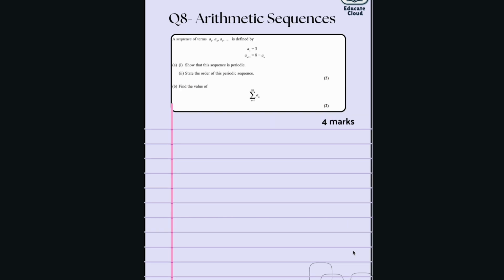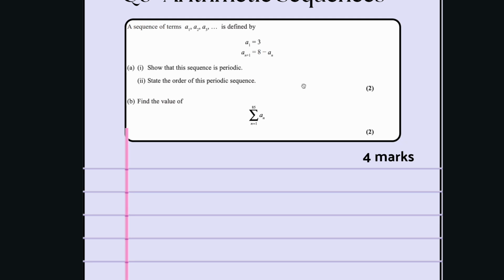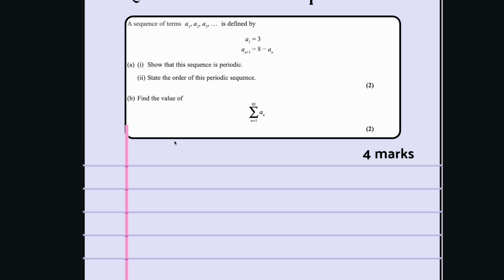overestimate. Okay, now with arithmetic sequences and series, you can get very basic questions, but this one's slightly different, and that's why I chose it, because they're likely to give you something slightly different in your exam. Okay, so first it says that A1 is 3 and the next term is 8 minus A1. So show that this sequence is periodic.